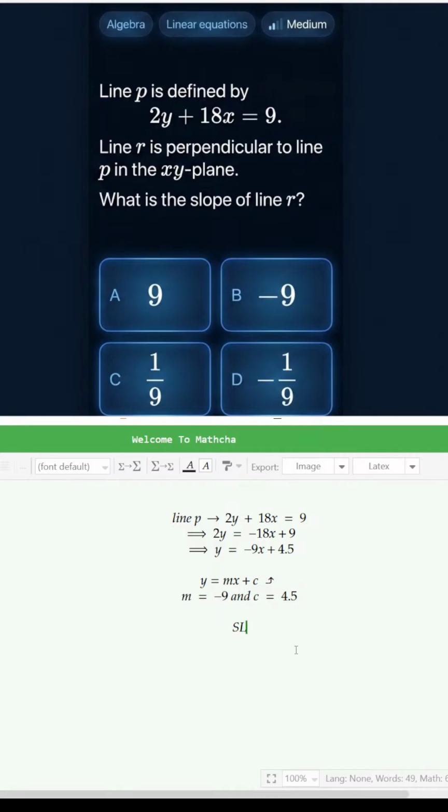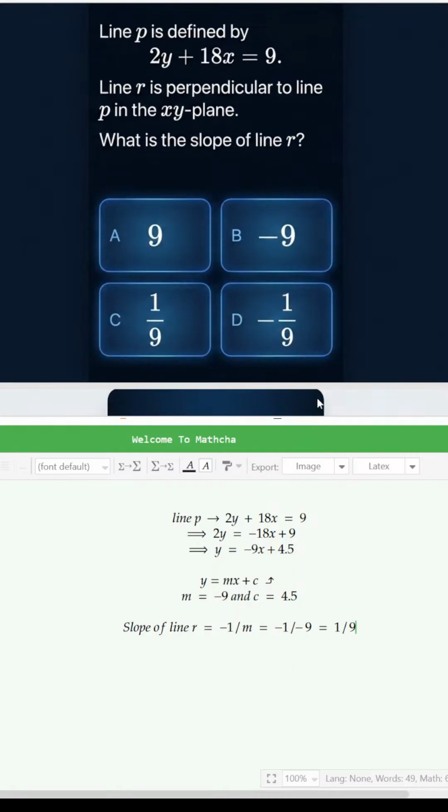So slope of line r is equal to minus 1 by m, that will be equal to minus 1 divided by minus 9, which is 1 by 9. So 1 by 9 is option C, so option C would be the correct answer, 1 by 9.